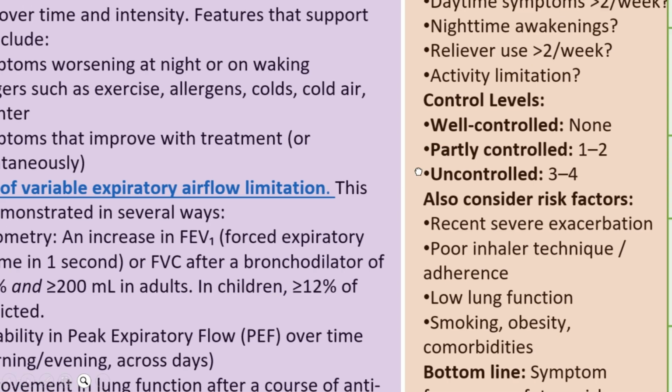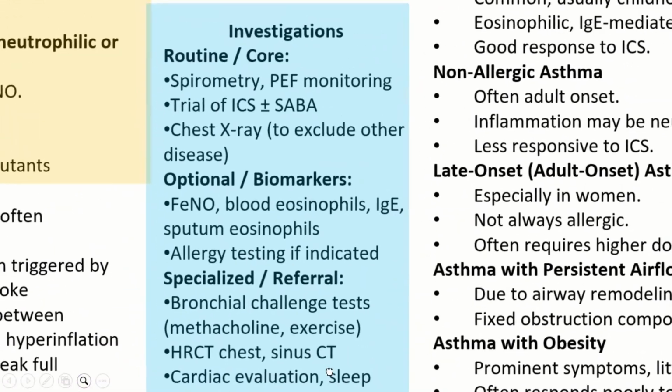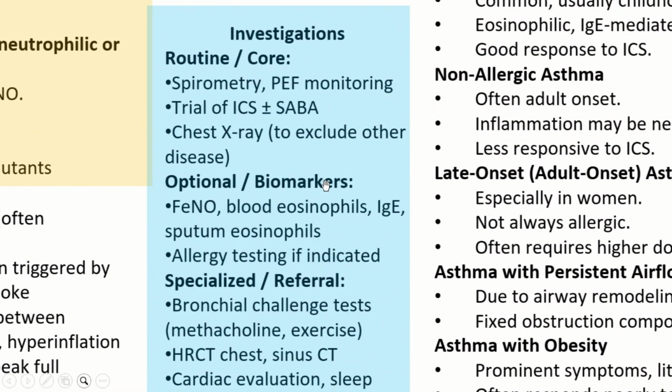So there are some investigations we can do, and these investigations, we have the routine or the core ones, then we have the optional, the biomarkers. Other ones you may do if you see that things are not really improving, then we have the specialized, which you can do or you refer for them. So routinely what we can do is the spirometry, we can do the peak expiratory flow monitoring. Then we can give a trial of inhaled corticosteroids plus or minus a SABA to see if there is improvement. And we can do a chest X-ray basically to rule out most of the other diseases, because when someone is not having an attack, sometimes they may just have a normal chest X-ray.